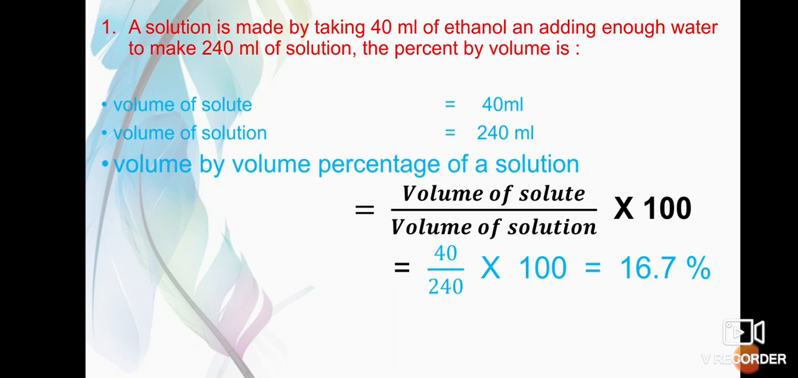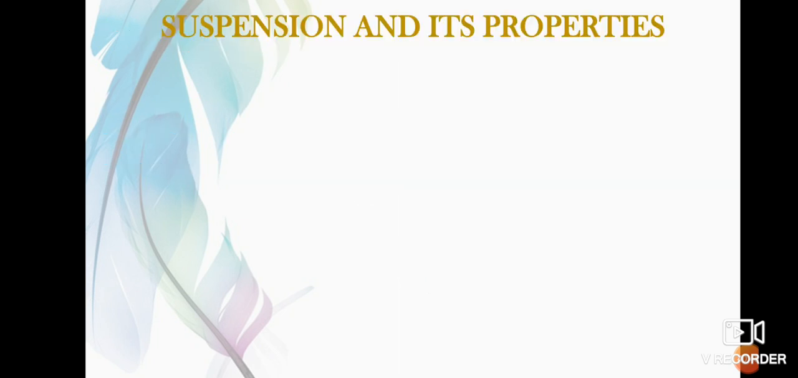Volume of solute 40, then volume of solution 240, into 100. We got 16.7% concentration for this type of solution. Like this, we can calculate the concentration of solutions by using these formulas. Okay, students, then we are going to discuss the next types of mixtures, that are suspension and its properties.